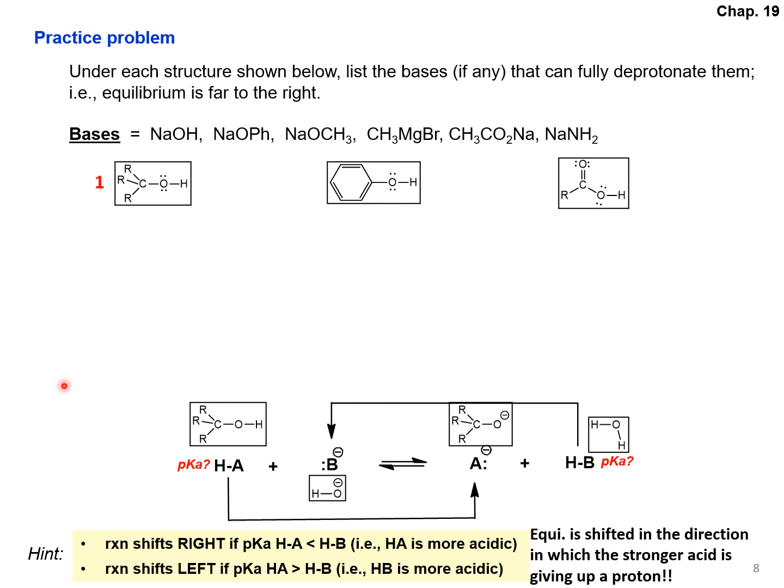That means we have to know the pKa of the acid going in the direction from left to right and from right to left. So in this case, HA is the acid giving up a proton to form the alkoxide anion, going in the right direction. Going in the left direction, water would be giving up a proton to the alkoxide anion to form the alcohol and hydroxide. The pKa of an alcohol is about 16. The pKa of water is about 16.